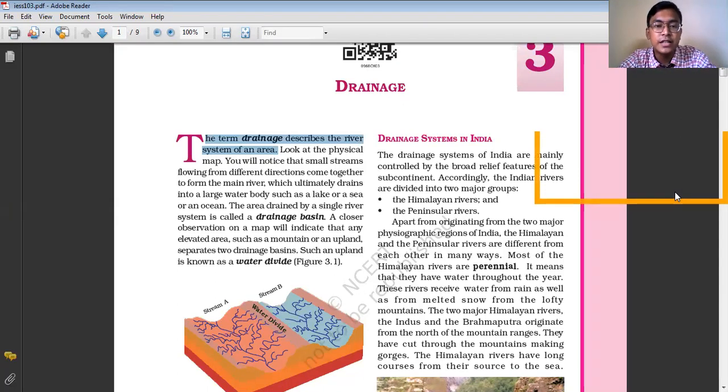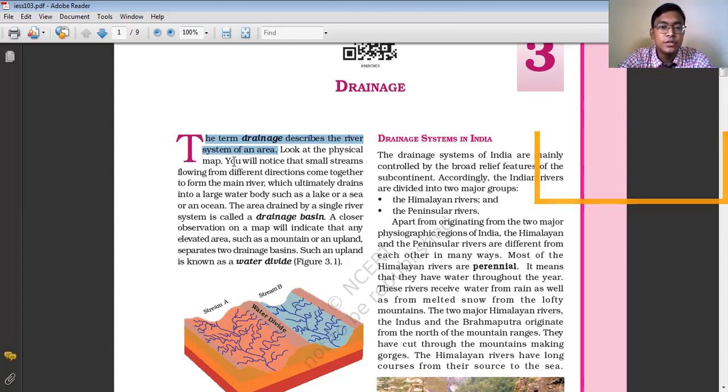So if you look at the physical map of India, you will notice that many small streams originate in different locations and flow in different directions, and ultimately they join the main river. Suppose the main river is there, and numerous small tributaries flow in different directions and ultimately join the main river. So that entire geographical area which is drained by the main river and its tributaries is known as the drainage basin.